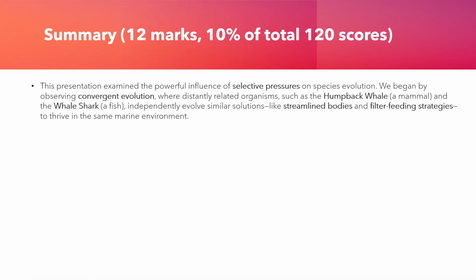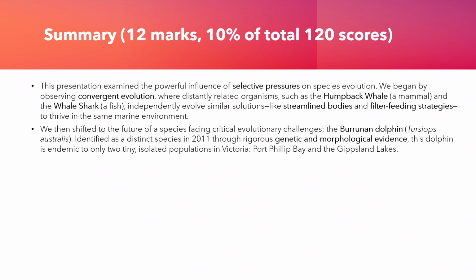This presentation examined the powerful influence of selective pressures on species evolution. We began by observing convergent evolution, where distantly related organisms, such as the humpback whale, a mammal, and the whale shark, a fish, independently evolve similar solutions, like streamlined bodies and filter feeding strategies, to thrive in the same marine environment. We then shifted to the future of a species facing critical evolutionary challenges: the Burrunan dolphin, Tursiops australis.